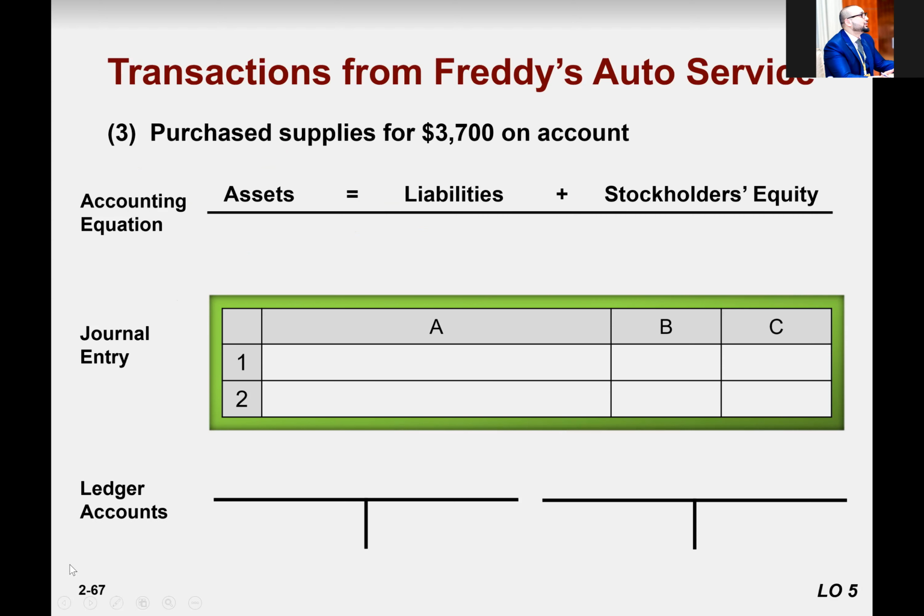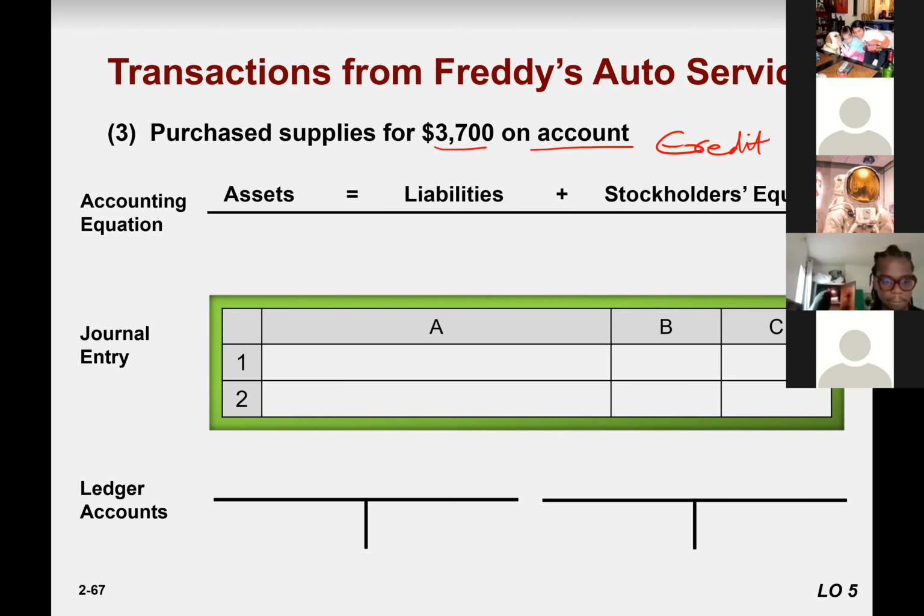So now tell me which two accounts is going to hit. Purchased supplies for 3,700 on account. On account means on credit. So which two accounts? Kathleen, Florian, Fabian, Lota, Wuxiong.